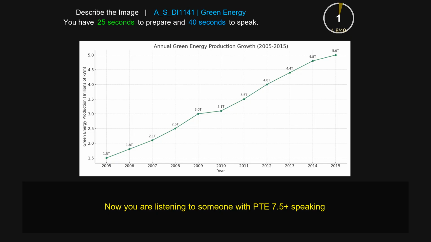The image illustrates annual green energy production growth. The key highlight of the image is the green energy production and the year. Basically, it shows information between 2005 and 2015. The highest figure is 5 and the lowest is 1. Furthermore, it gives information such as 2.5T and 3.0T. Moreover, it gives data such as 2010 and 2011. In conclusion, significant data about the annual green energy production growth from 2005 to 2015 is given in this picture.